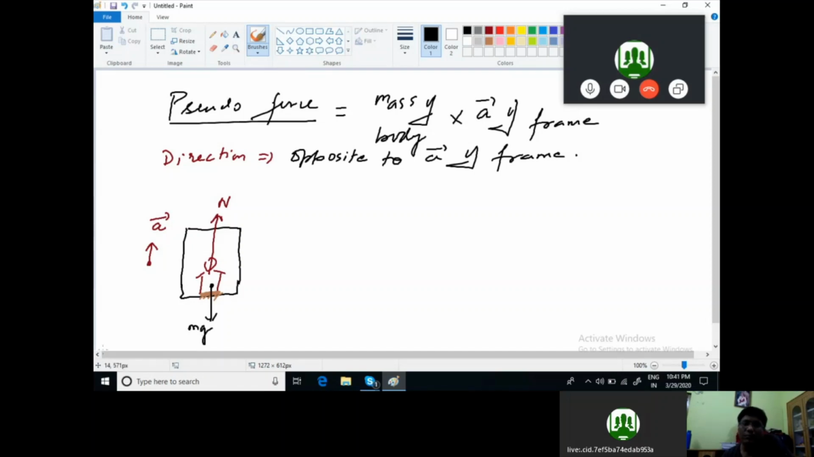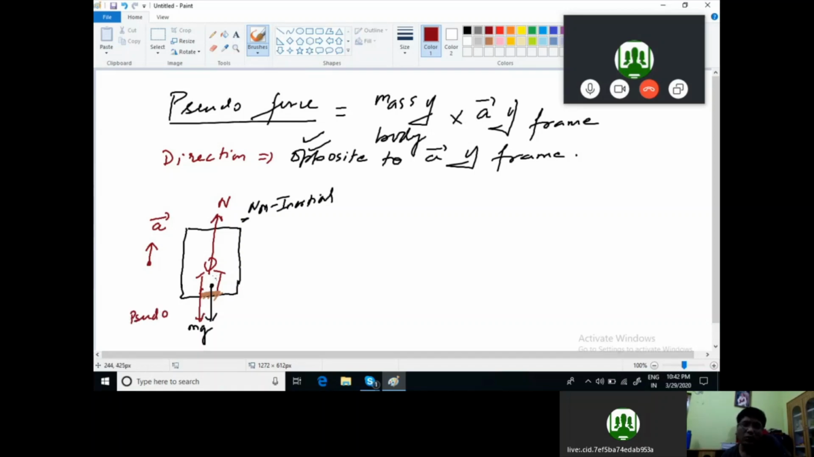Because this lift is accelerating, which frame is it? Yes, it is a non-inertial frame, right? And in case of a non-inertial frame, there will be one more force, which is the pseudo force. What is the direction of the pseudo force? It is opposite to the acceleration of the frame. Acceleration is in the upward direction, so the pseudo force will be in the downward direction. This is the pseudo force, right?